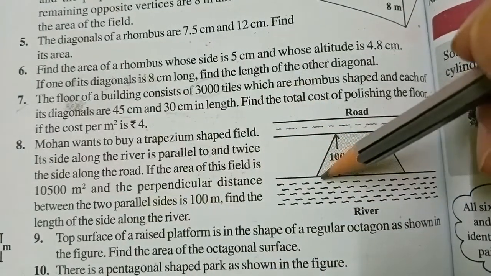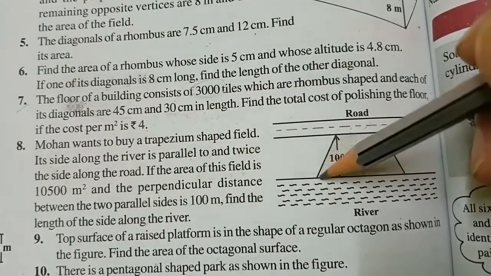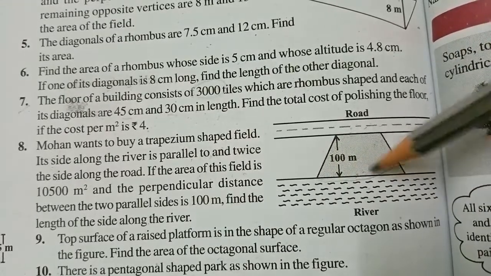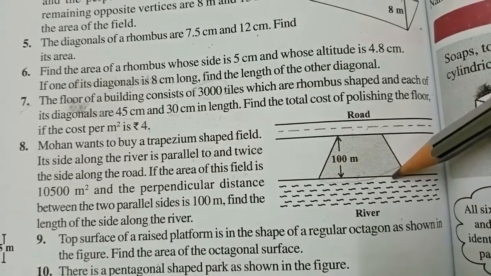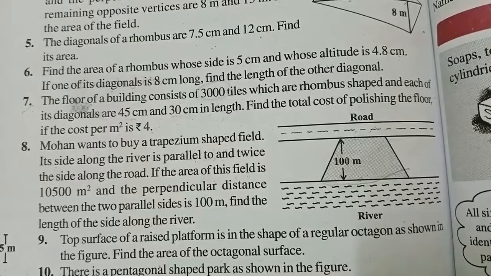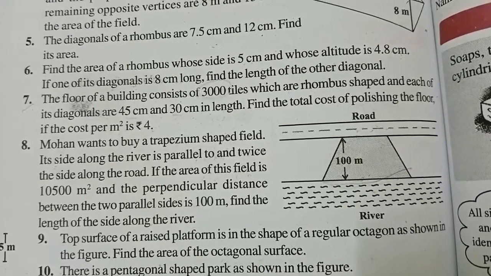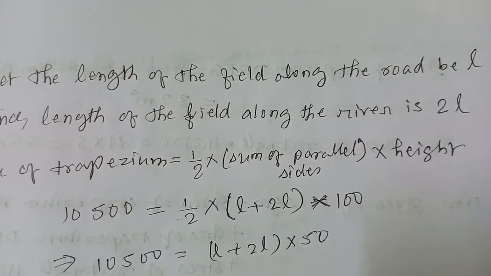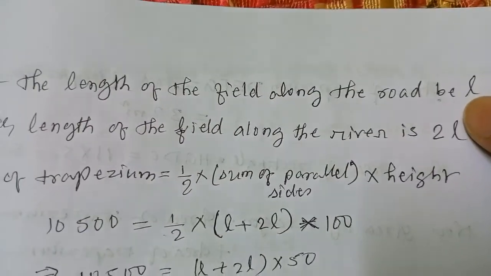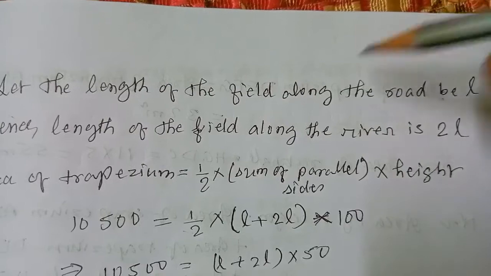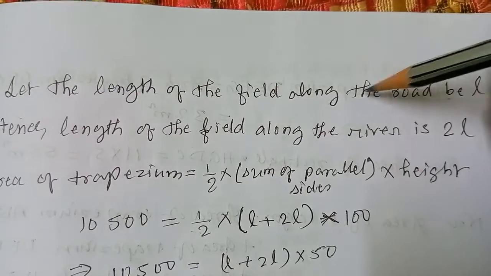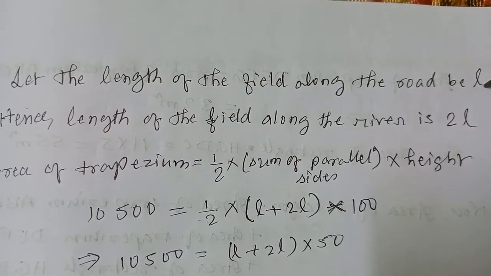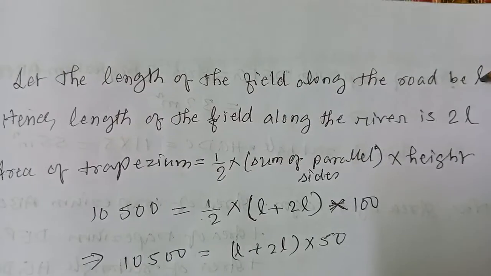That means you have to find the side along the river. That means this side you have to find out. Okay, this side. Understood? So first of all, you have to assume one side. Let the length of the field along the road be L. So you have to assume the length of the side along the road is L.